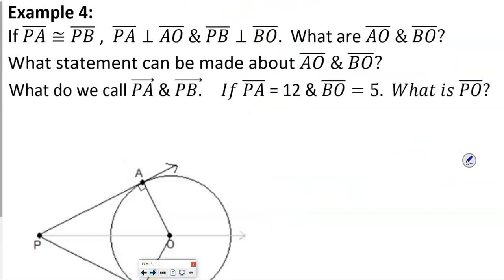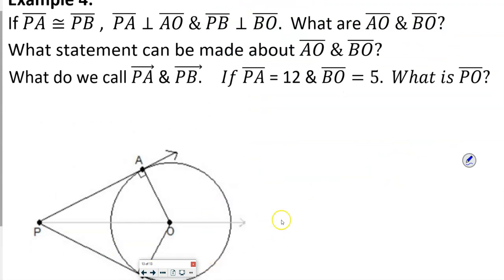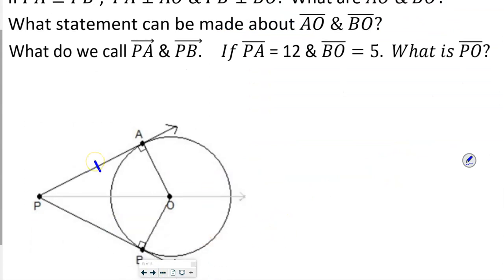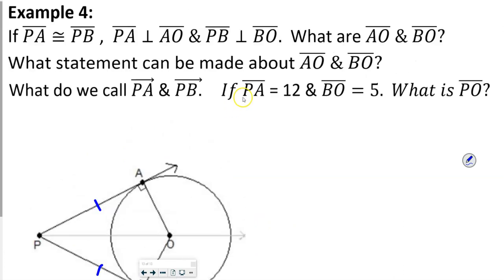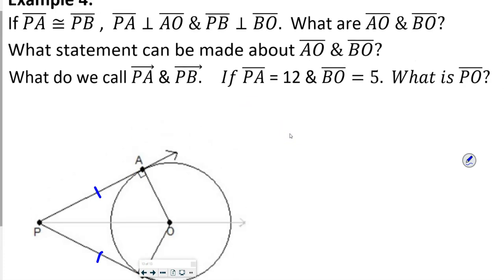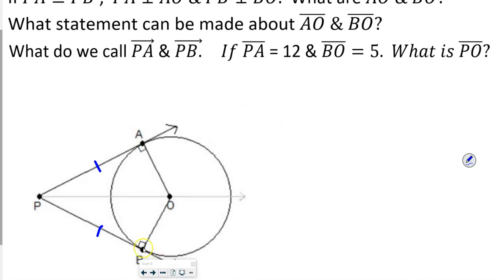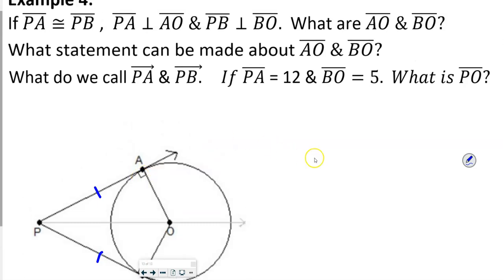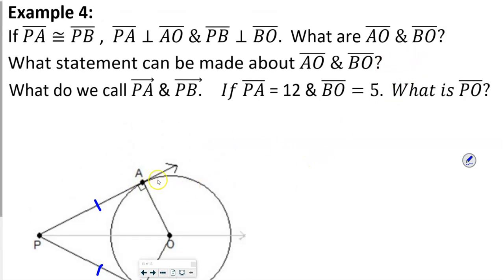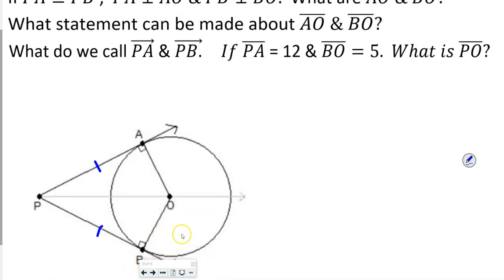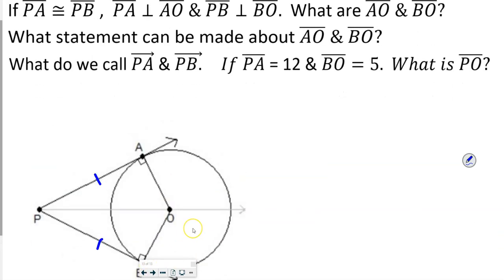All right, so our last one here says if PA and PB are congruent, so let's go ahead and mark that in our drawing. PA and PB are congruent. And then it says that PA is perpendicular to AO and PB is perpendicular to BO, which we can see is true because there's right angles right there. So what are AO and BO? These right here. What are those? Aren't those radii? So I'm going to say radius.